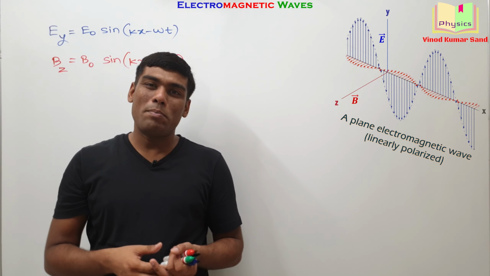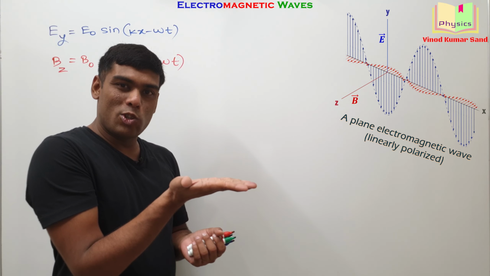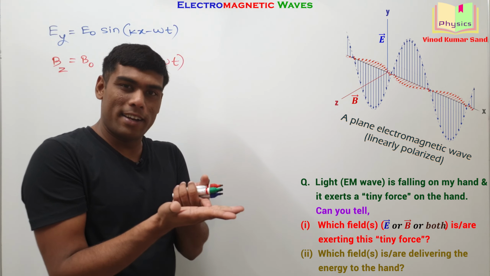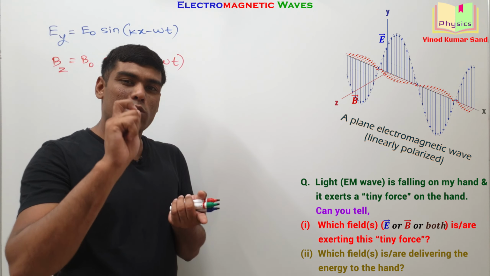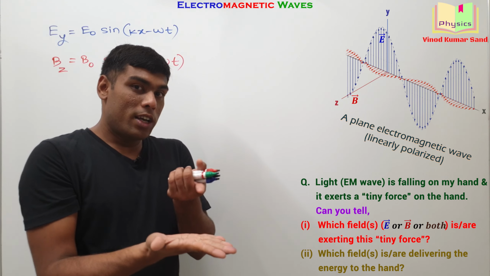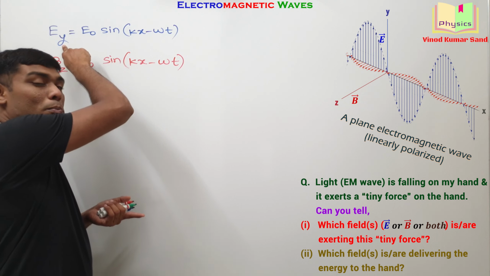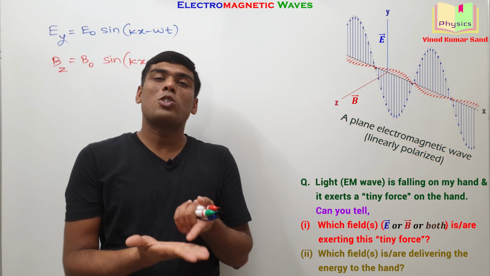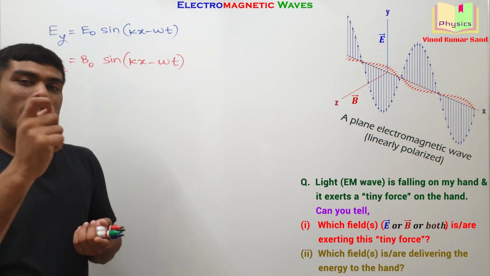Let me ask you a brilliant question. On my hand, the EM waves, the light is reaching. This light will exert a force on my hand. Do you agree? Although that force will be very tiny, in a few numerical questions I'll prove that the force will be negligible. But conceptually, if I ask you whether that force on my hand is due to the electric component of the EM wave, due to the magnetic component of the EM wave, or due to both, what will you reply? It's a brilliant question.